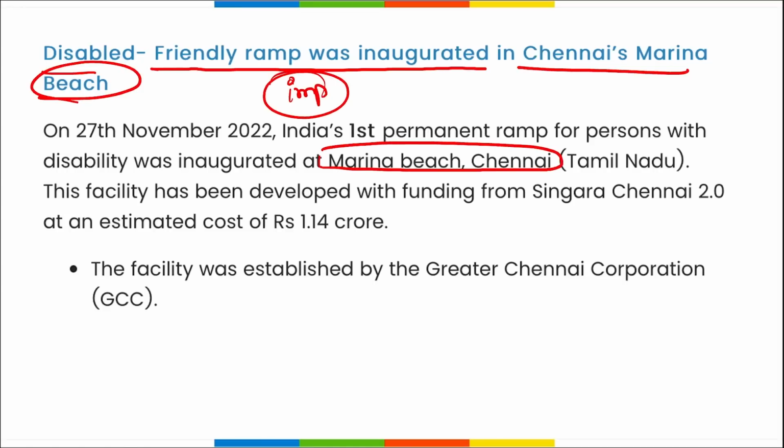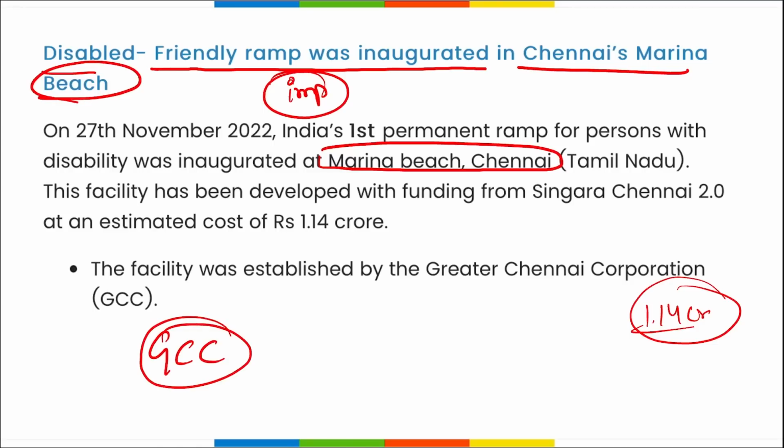All right, first of its kind permanent ramp for persons with disability. Where was this inaugurated? At Marina Beach in Chennai, Tamil Nadu. This facility has been developed with funding from Singara Chennai 2.0 that was estimated to be built with a cost of around 1.14 crore rupees. And who established this first of its kind and first permanent ramp for persons with disability? This facility was established by Greater Chennai Corporation, GCC.